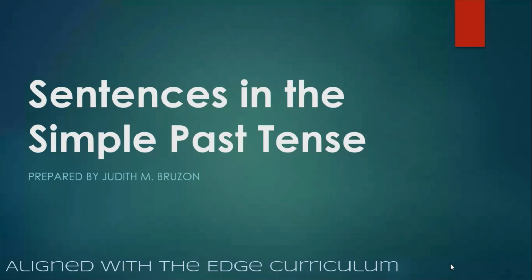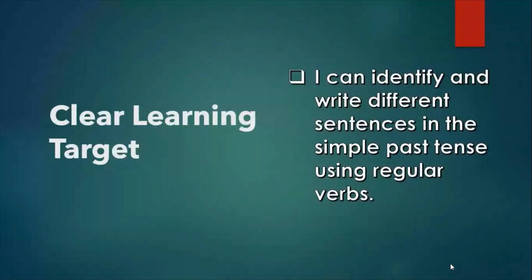We're going to go straight into our topic for today, which is sentences in the simple past tense. That's right. This is a continuation of our previous lesson. And our clear learning target is: I can identify and write different sentences in the simple past tense using regular verbs. Let's read it together. Are you ready? One, two, three. I can identify and write different sentences in the simple past tense using regular verbs. And that, friends, is our target for this lesson.